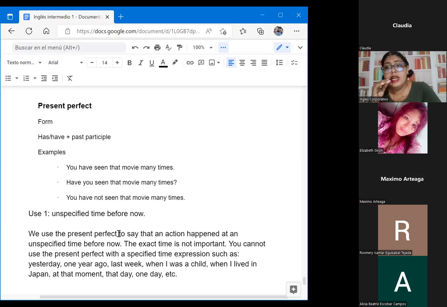And we have that phrase in which it says that the time is not important, because we are just talking about the action, but not the time. And then it says that we can use the present perfect with unspecified expressions such as ever, never, once, many times, several times, before, so far, already, and yet, because they don't have a specific date or a specific hour. So in that case, we are not going to know in which time we performed that action. So we have expressions that we can use, and we have expressions that we cannot use with this tense.